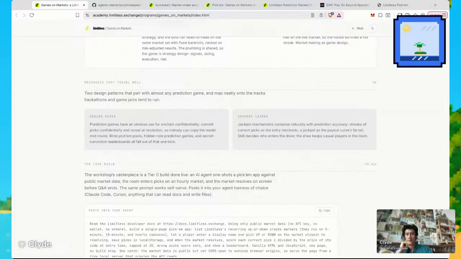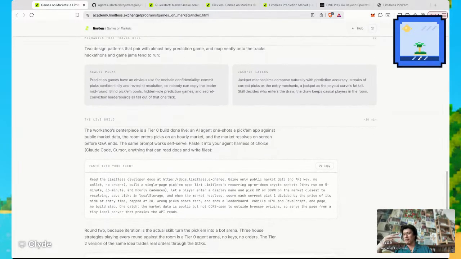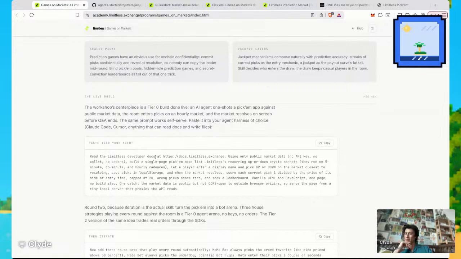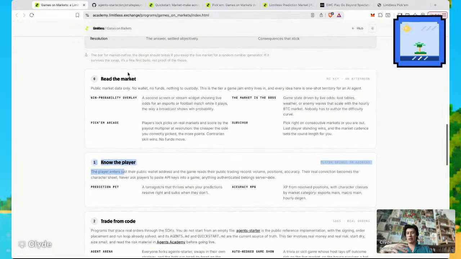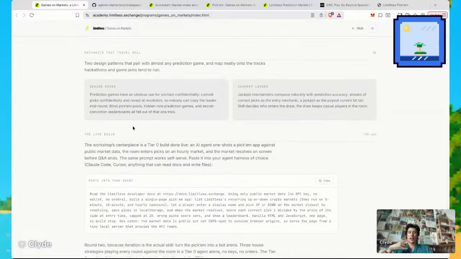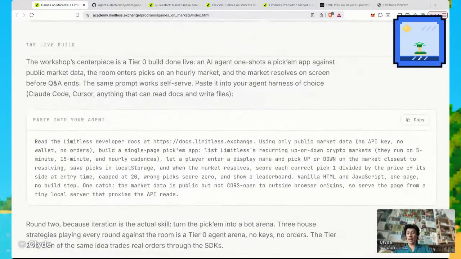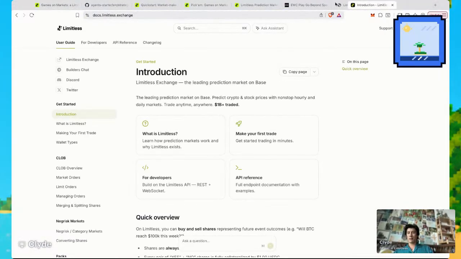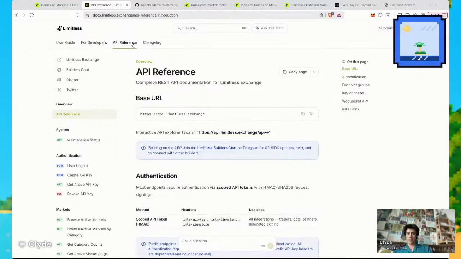And with that, I have a live build ready that we can get into. I just wanted to give a bunch of context on Limitless itself. The prompt that I've prepared for this tier zero, just using public market data to create a basic pick'em game that you can offer to people, is one where you just feed your agent our docs. I've put together these docs. They're very comprehensive. The whole team works on this, and we do a lot to keep it updated and active. Of course, we have a for developers section and an API reference.